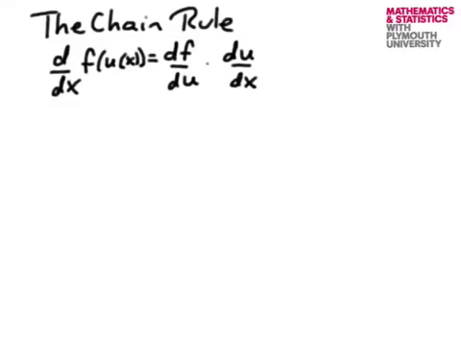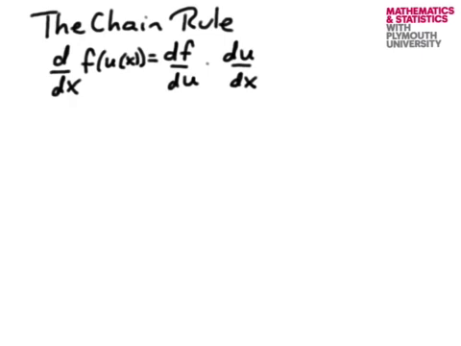So in this example, we're going to look at the chain rule, which is the rule we use for differentiating functions of functions. So what we do is we have to identify what the inner function is here, and then we differentiate the outer function with respect to the inner function, and we multiply this by the derivative of the inner function with respect to the variable x. To make this clearer, let me look at an example.